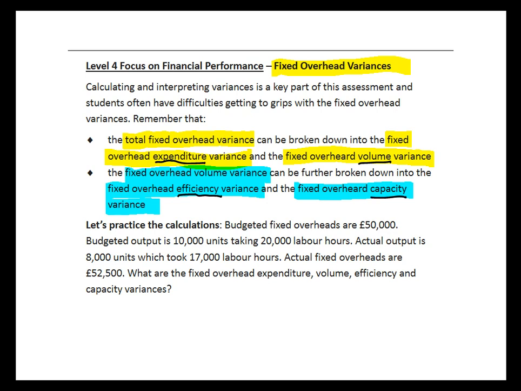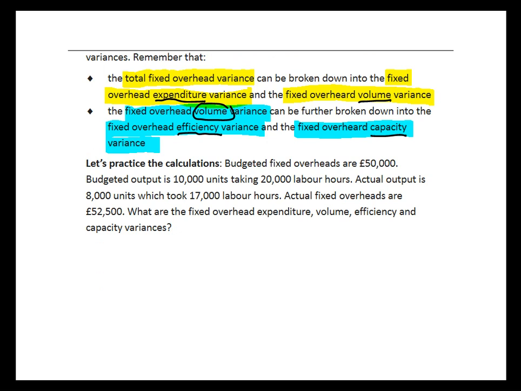So if we were to add up the fixed overhead efficiency variance and capacity variances, they should total the overall volume variance that we would have calculated. But it's important that you can calculate four different fixed overhead variances: fixed overhead expenditure, fixed overhead volume, fixed overhead efficiency, and fixed overhead capacity variances. And I'm going to take you through how to calculate each of those for a little illustrative example here.